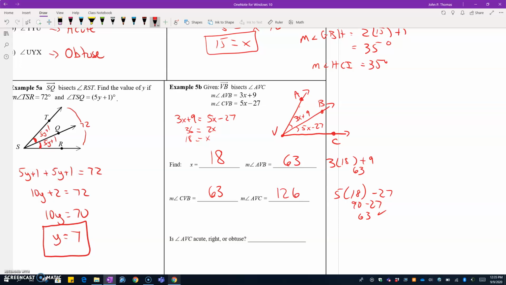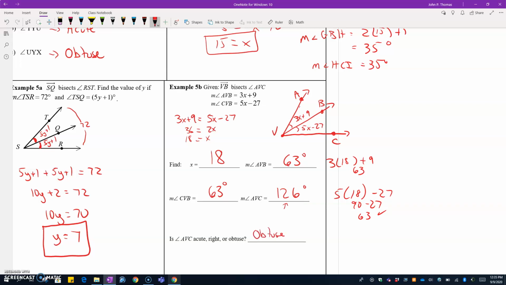All right, 63 plus 60. 60 plus 60 is 120. 3 plus 3 is 6. So we got 126. And all of these, except for the x, should be in degrees. Then it asks, is AVC acute, right, or obtuse? So AVC is 126. So it would be obtuse.